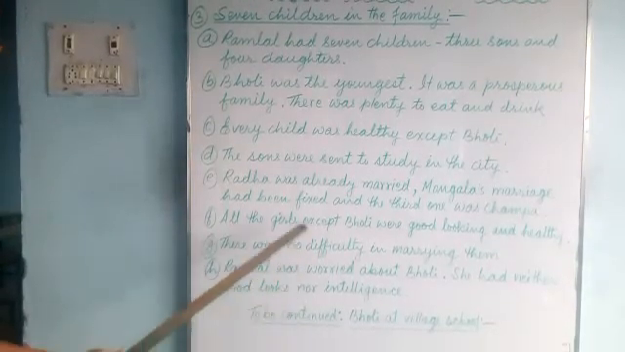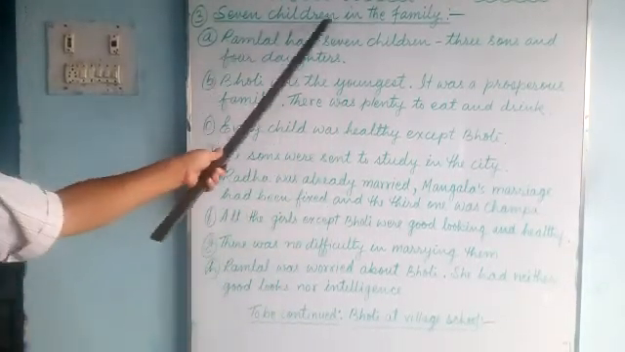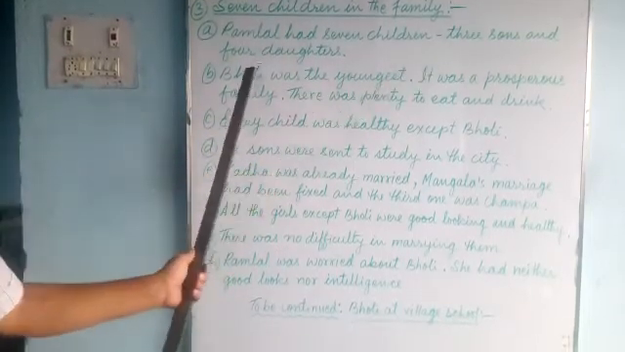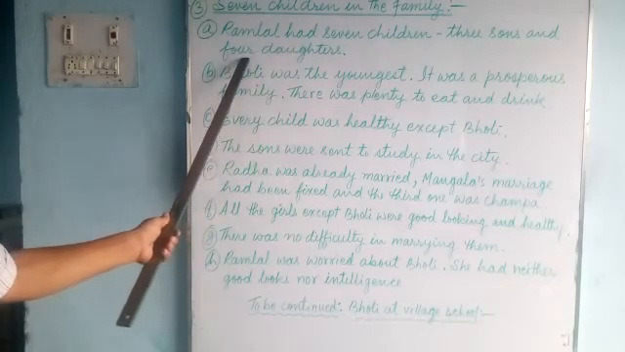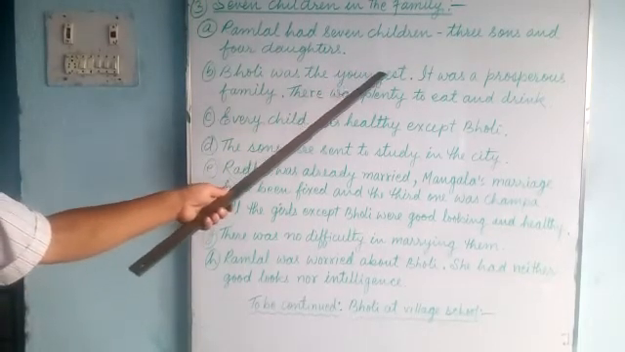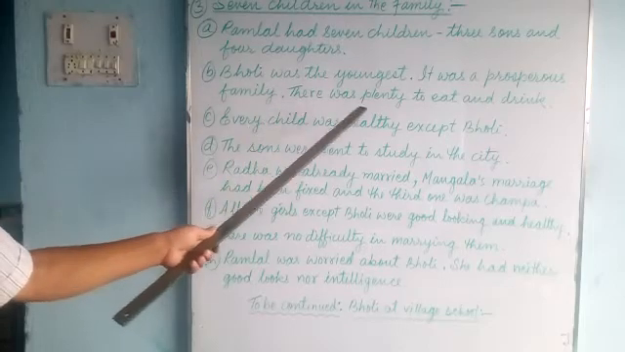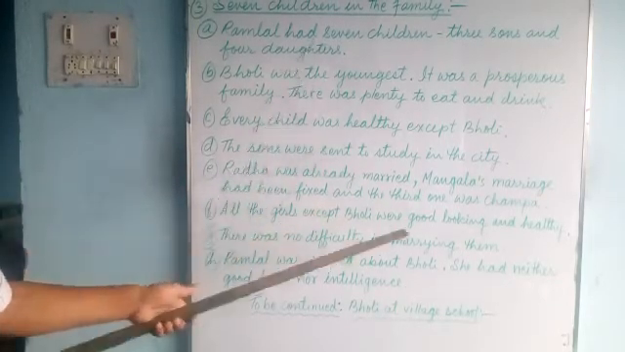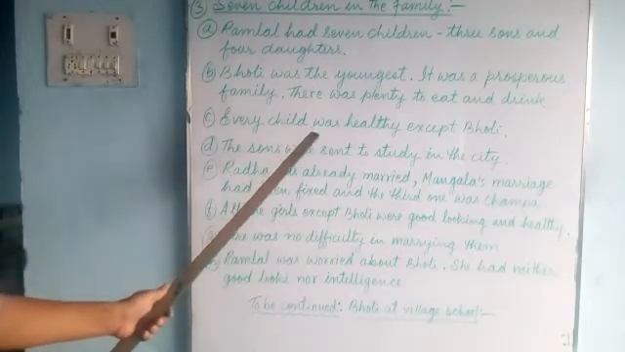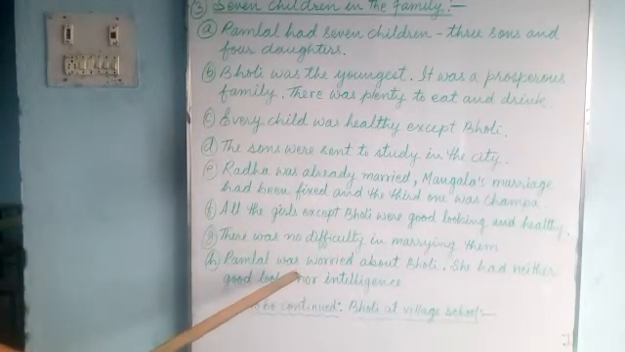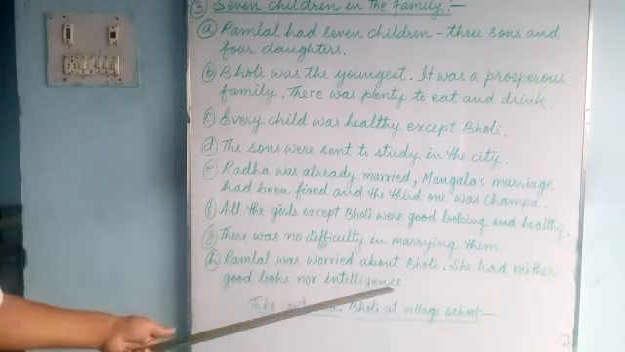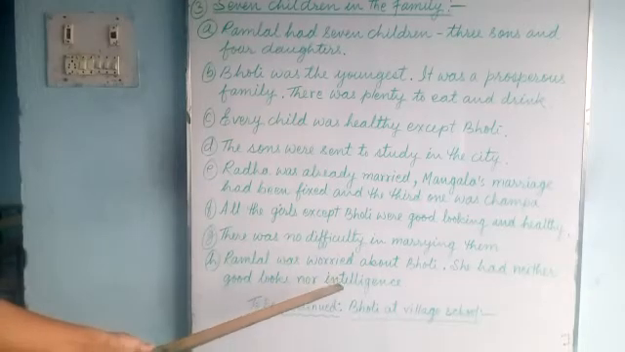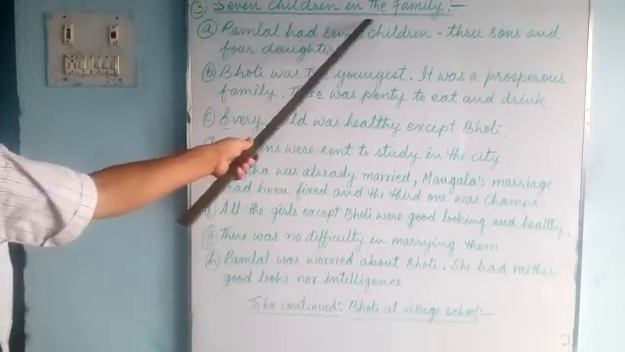So now this is all about the family. 7 children in the family. 3 sons, they were studying in the city, and among the 4 daughters, first Radha was already married, Mangala's marriage was fixed, and Champa had good looks and was healthy and intelligent. So there was no problem in marrying those 3 girls. But the 4th one, Bholi, had neither good looks nor intelligence. So Ramlal was always worried about Bholi. So that's all about 7 children in the family.